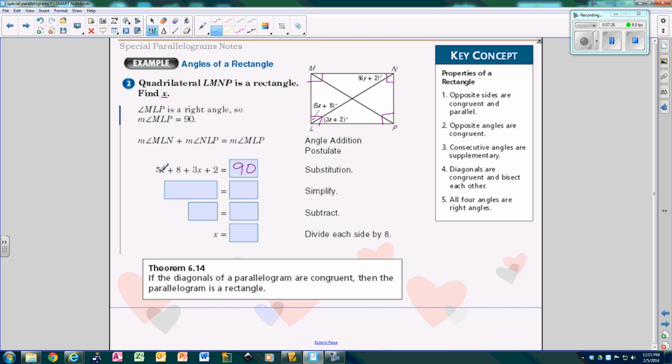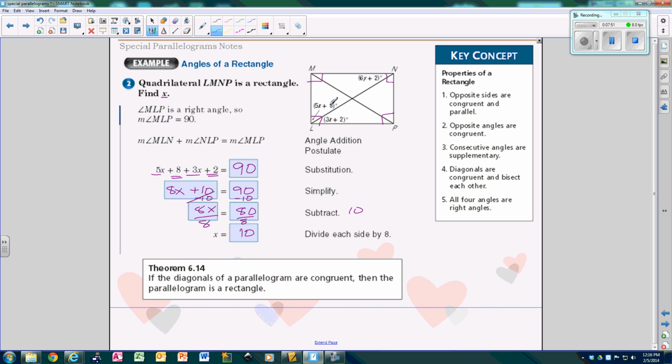So if I combine my like terms, 5x plus 3x is 8x. 8 plus 2 is 10. And all that still equals 90. So if I subtract 10 from both sides, I get 8x here. If I subtract 10 here, I get 80. If I divide both sides by 8, I get that x is 10.